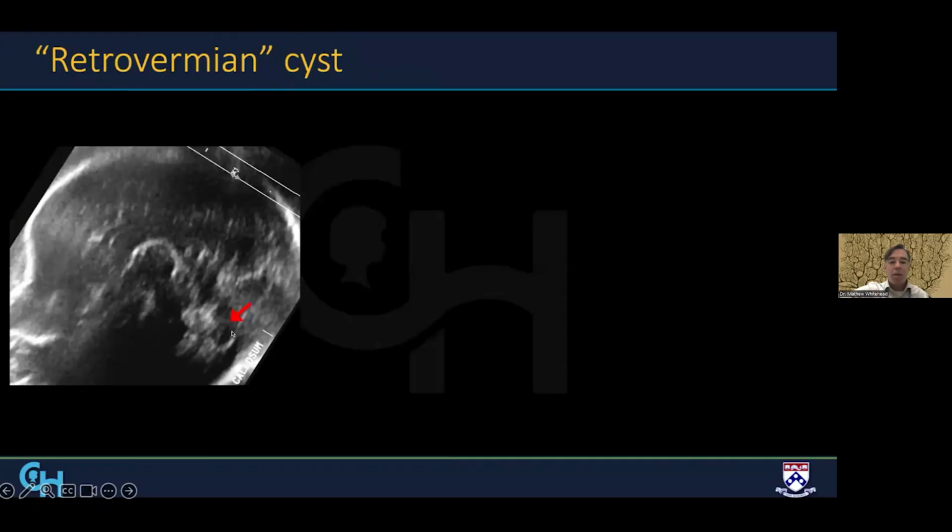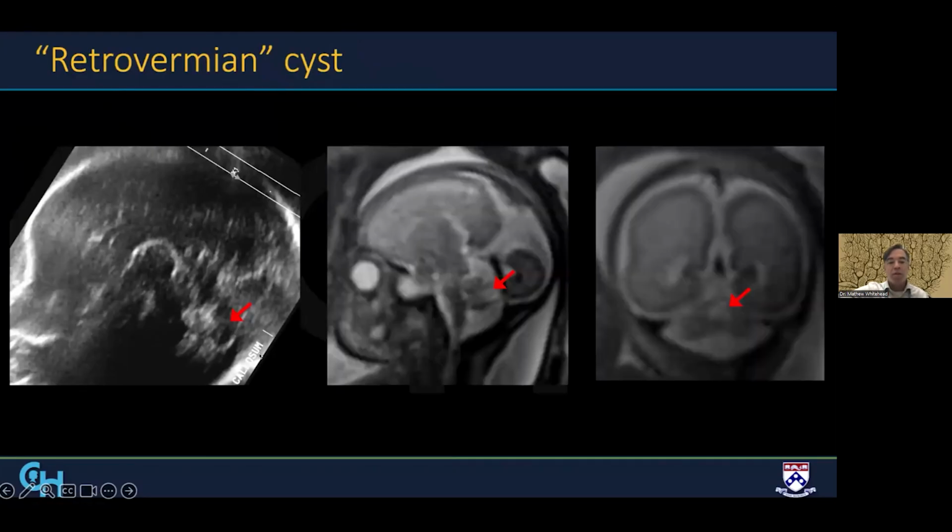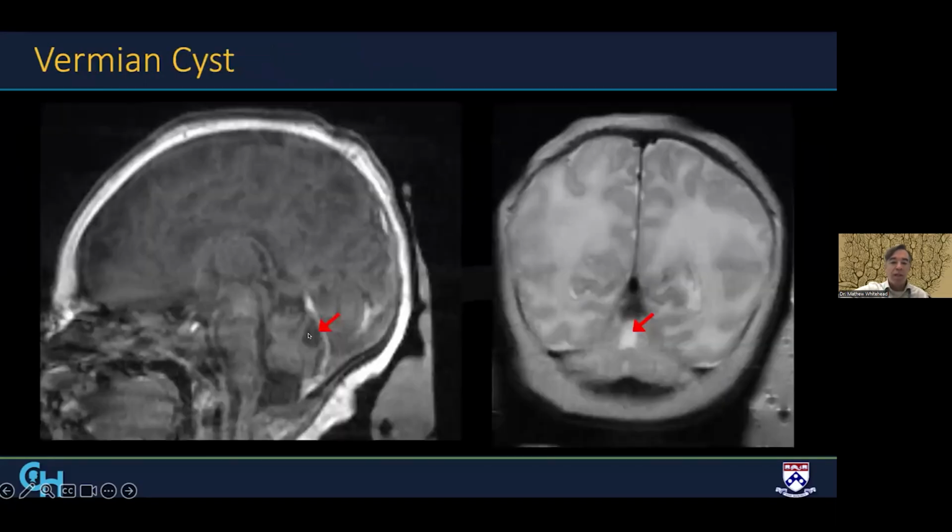Here's a cyst behind the vermis, or what we call a retrovermian cyst, on ultrasound. On T2 weighted images, these are a little bit motion degraded, but we can see this kind of cyst, which seems centered in the retrovermian region. But postnatally, you can see the claw sign appearance, noting that it's arising actually from the vermis. So this is a vermian cyst, rather than an arachnoid cyst, which is mimicking an arachnoid cyst.